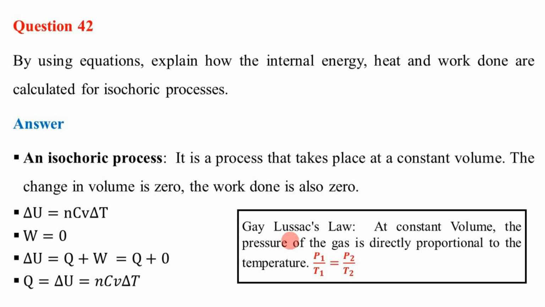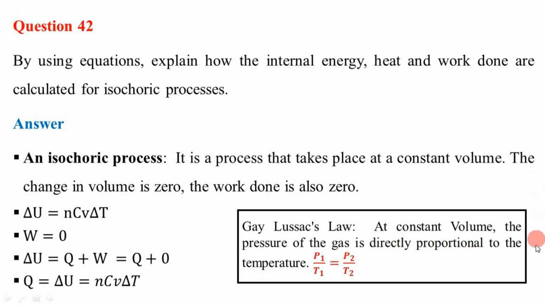At constant volume, the pressure of the gas is directly proportional to the temperature. That means we can also use this formula, P1 over T1 is equal to P2 over T2. At constant volume, we can calculate the final pressure or the final temperature by using P1 over T1 is equal to P2 over T2. That is according to Gay-Lussac. At constant volume, the pressure of the gas is directly proportional to the temperature.